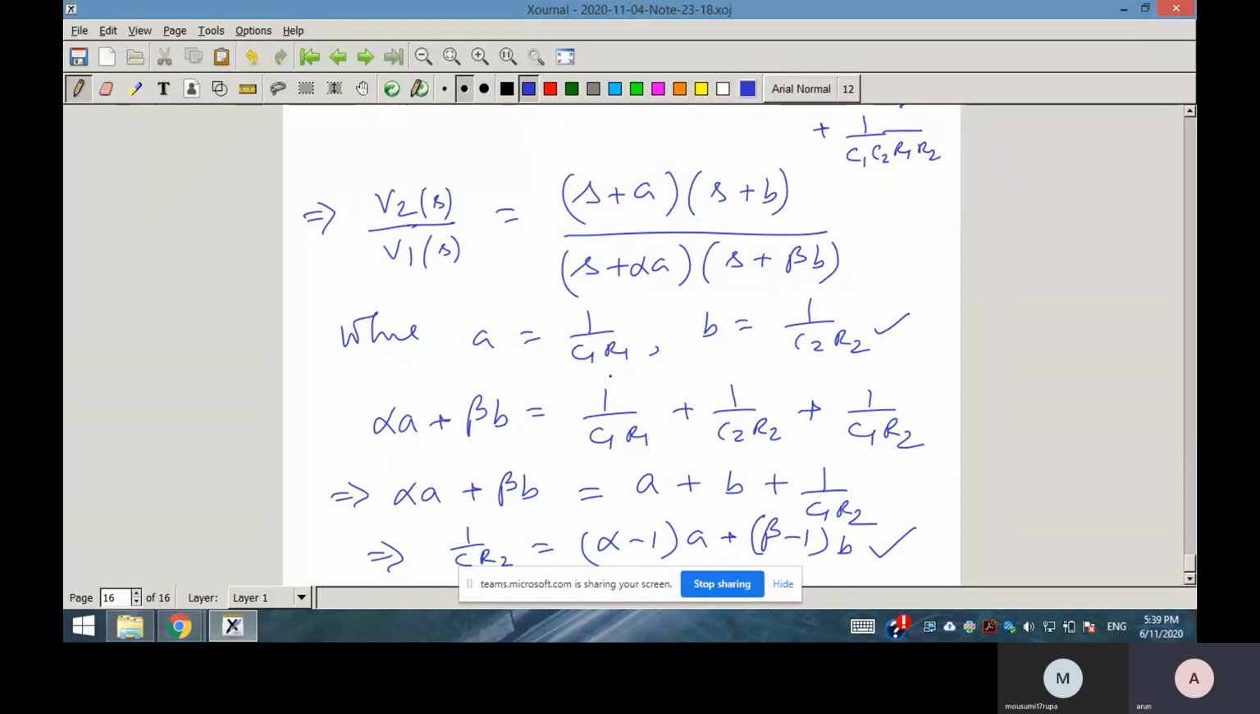That means C1 R1 equal to 1 by A, C2 R2 equal to 1 by B, and then 1 by C1 R2 has to be like this, alpha minus 1 into A plus beta minus 1 into B. So suppose given A, B and alpha, if you want to realize like this, then C1 R1 should be 1 by A, C2 R2 should be 1 by B, and 1 by C1 R2 should satisfy this equation.